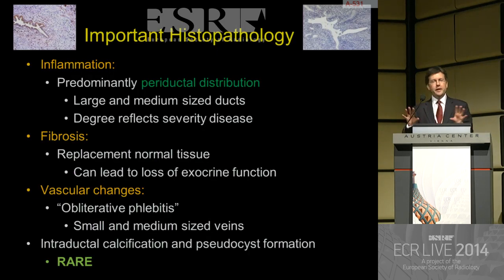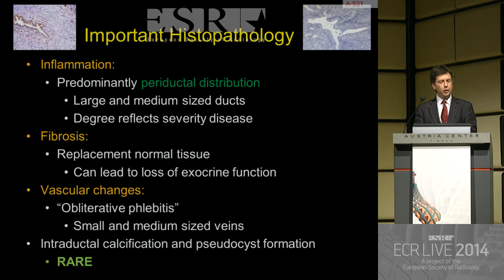Now, before I mention the imaging, we must understand the histopathology, because it's the histopathology which will drive what we're seeing on the imaging features. And we've got three predominant features. Firstly, the inflammation, which is predominantly periductal in distribution, and it affects the large and medium-sized ducts, and the degree reflects the severity of the disease.